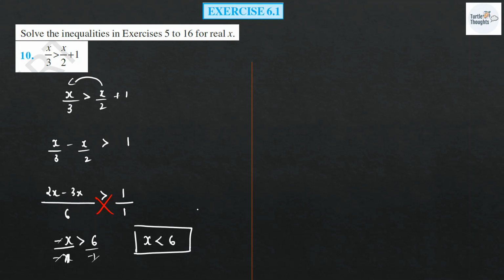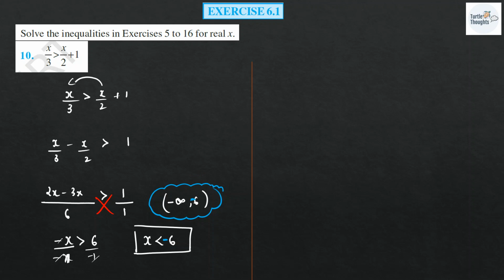Now, how do I represent this? I need to represent this as negative infinity, comma, 6 in open brackets. Sir, isn't it minus 6? Yes, it is going to be minus 6. We are dividing with negative 1, right? So it is going to be negative 6. Yes. So negative infinity until negative 6. This is going to be the solution.